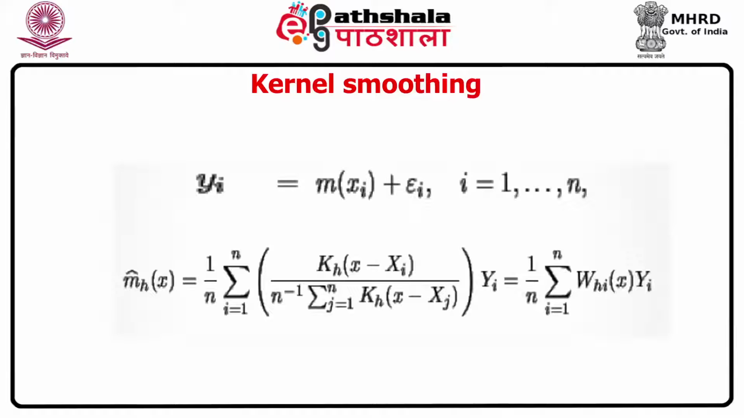A very common choice for the weight is the normal kernel, in which case K_h of x minus x_i would be replaced by the normal density, which is centered at x and has a variance of h. As you know, the shape of the normal density varies with the scale parameter; here h controls the length of the period over which I am taking local averages.